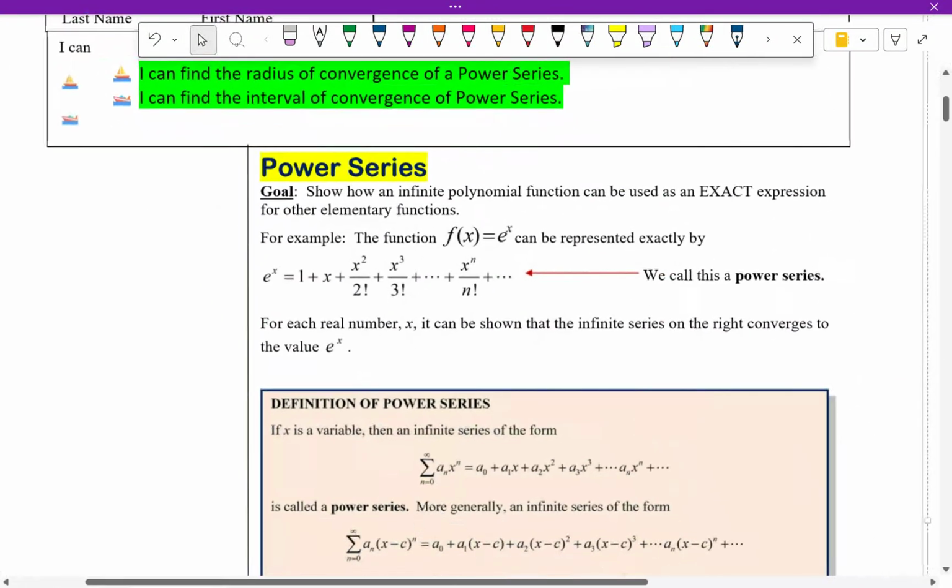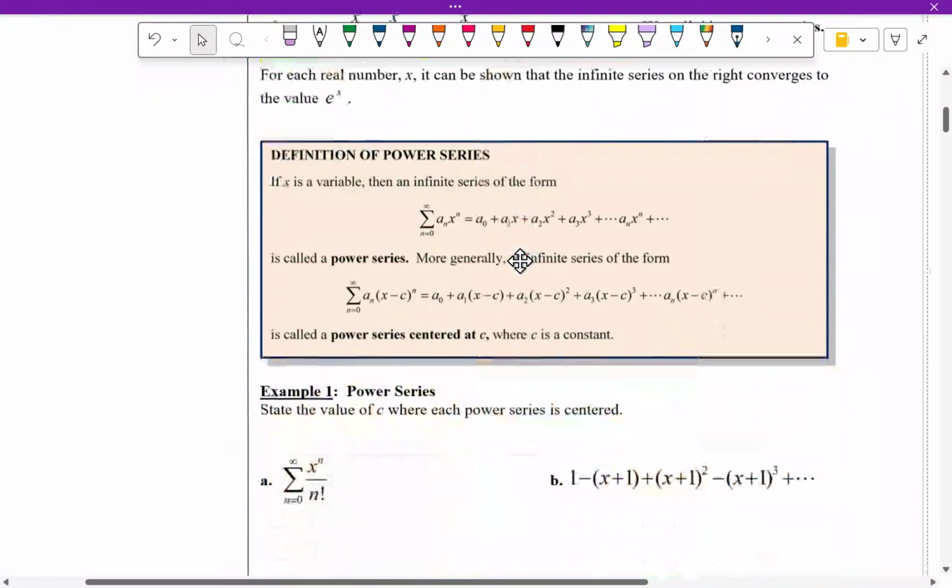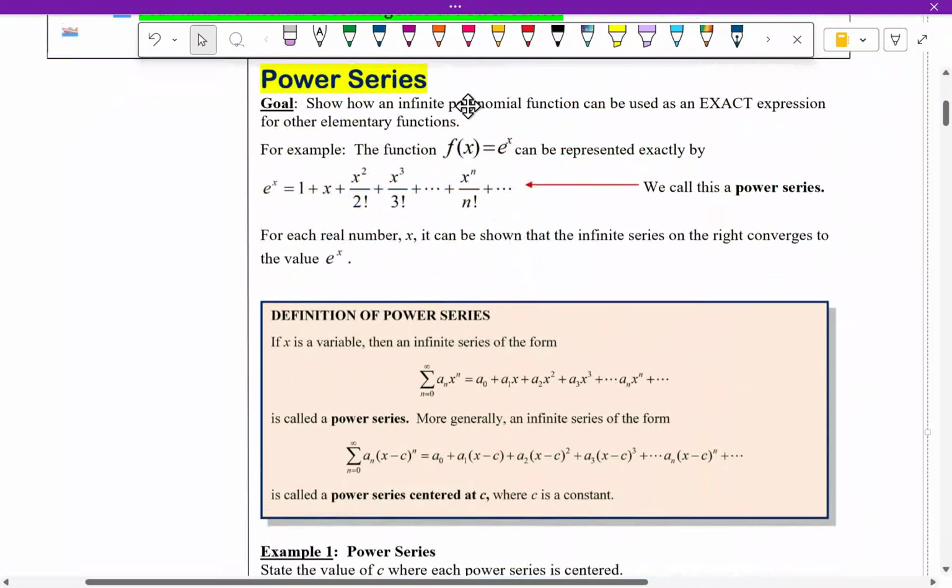All right, so I want you to take a minute and just skim through from where it says power series all the way through the box, okay?